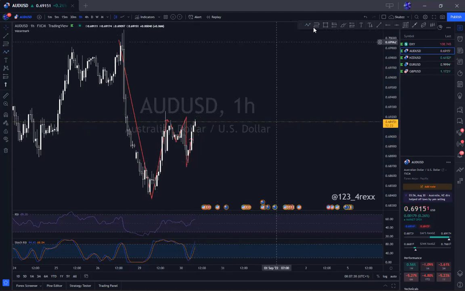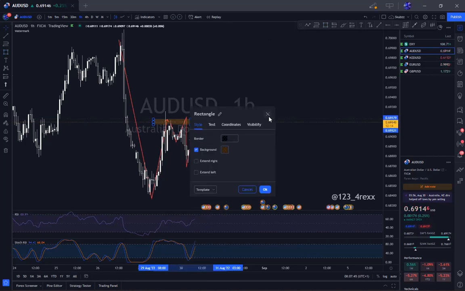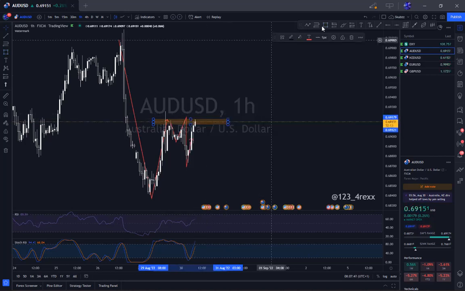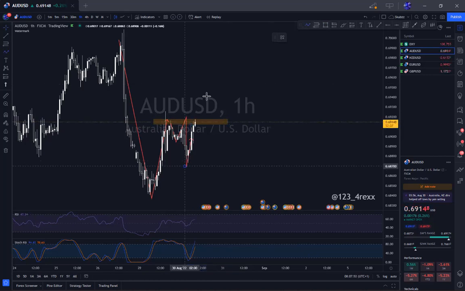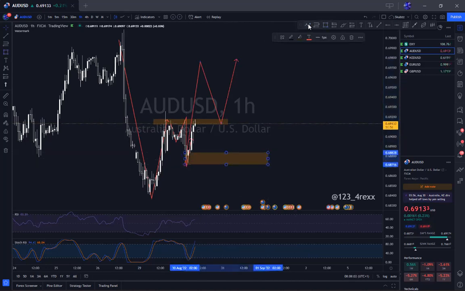What I'm watching out for is to see if price is going to break above this level and take it out. If it does, then this downtrend shifts in structure to an uptrend. Or if we're going to have that break to the downside here, then we can continue with the trend. So that's how I'm looking at AUD USD.